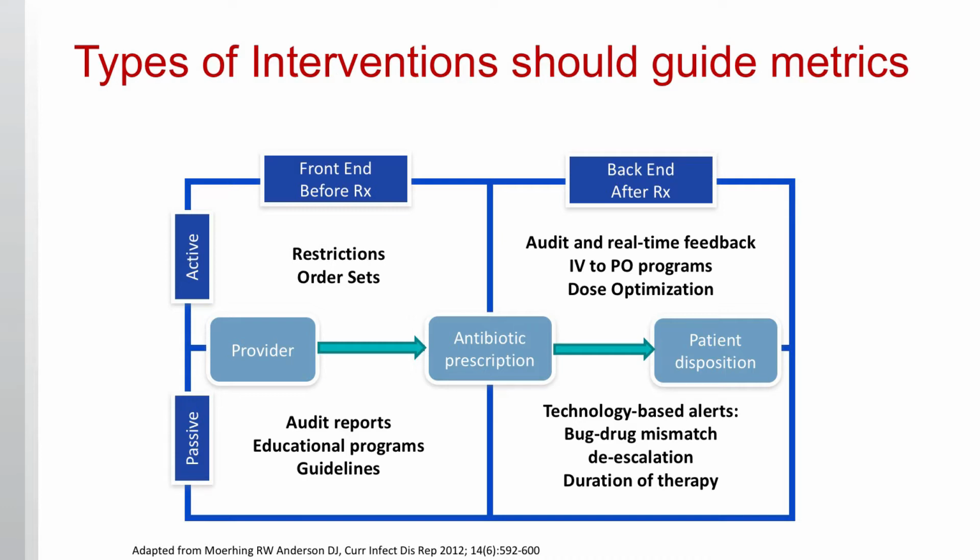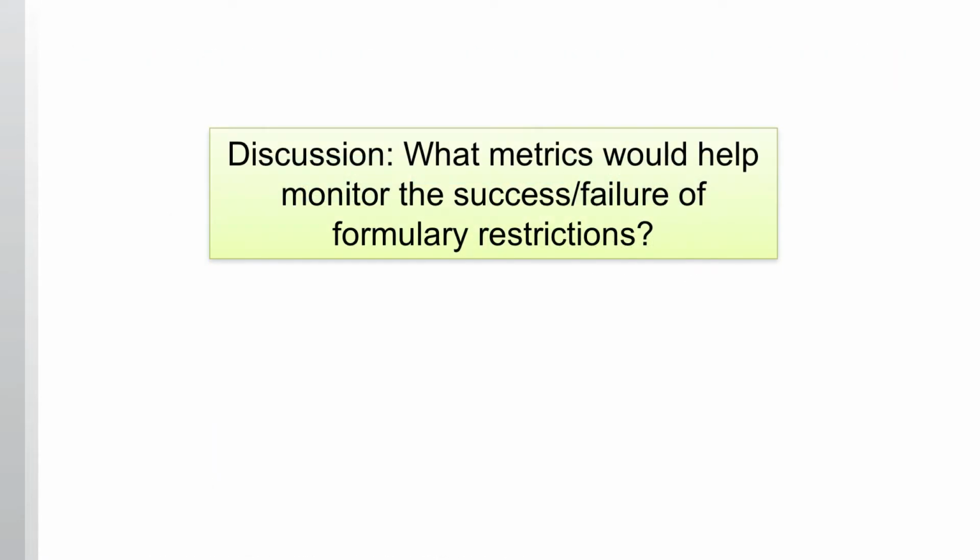Other things you can do, like providing guidance or educational programs, those are more passive, but they're on the front end of the prescription before the choice is made. If you're using rapid diagnostics or the clinical decision support for stewardship, like bug-drug mismatches, finding out how often your interventions make a difference, and tracking that. So I think we've kind of done enough discussion, but a question to think about is, if you have formulary restrictions, how would you monitor the success or failure of that?